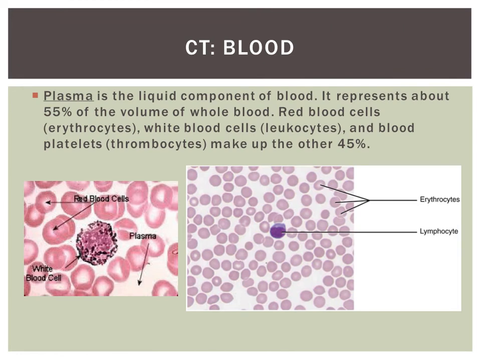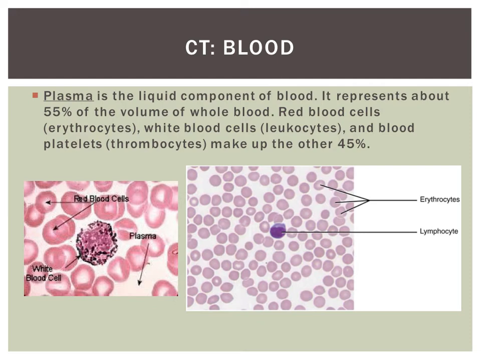So plasma is the liquid component of blood. It makes up about 55% of the volume of the whole blood. Red blood cells are called erythrocytes. White blood cells, leukocytes, and platelets, also known as thrombocytes, make up the other 45%. So it's about half and half.